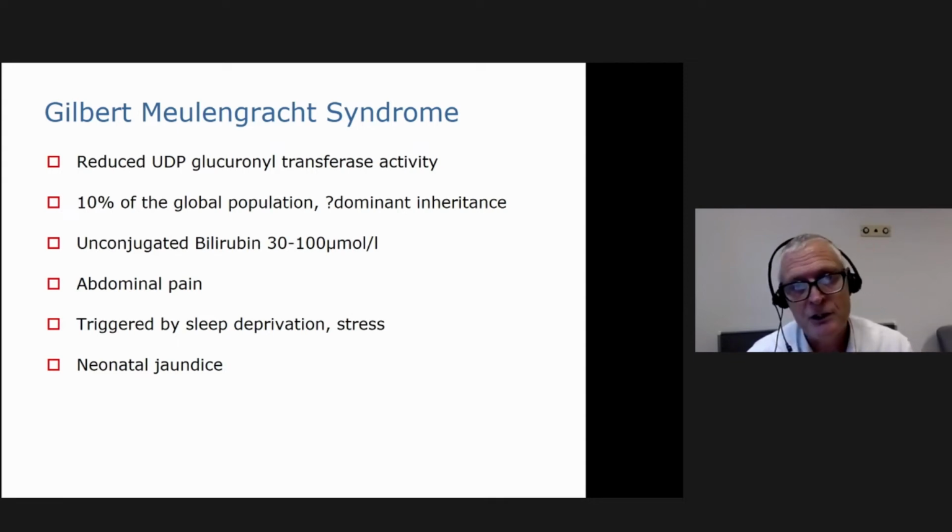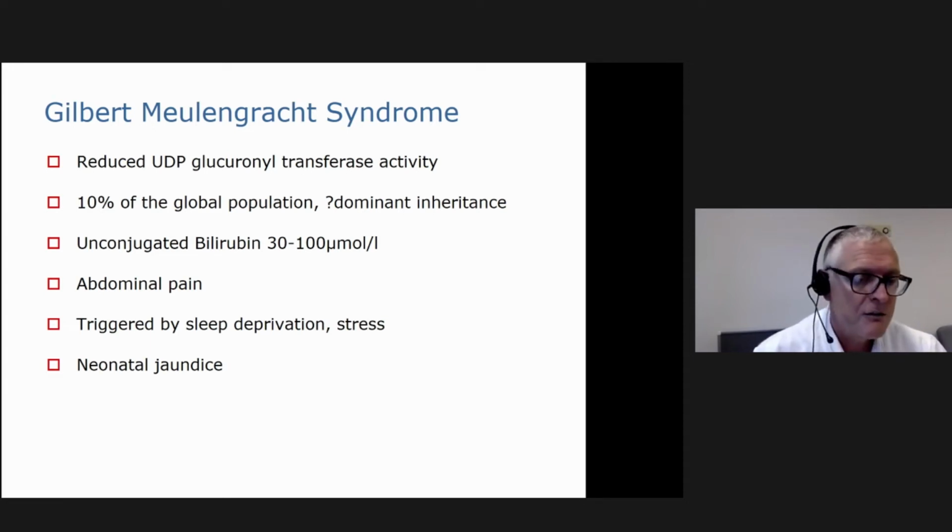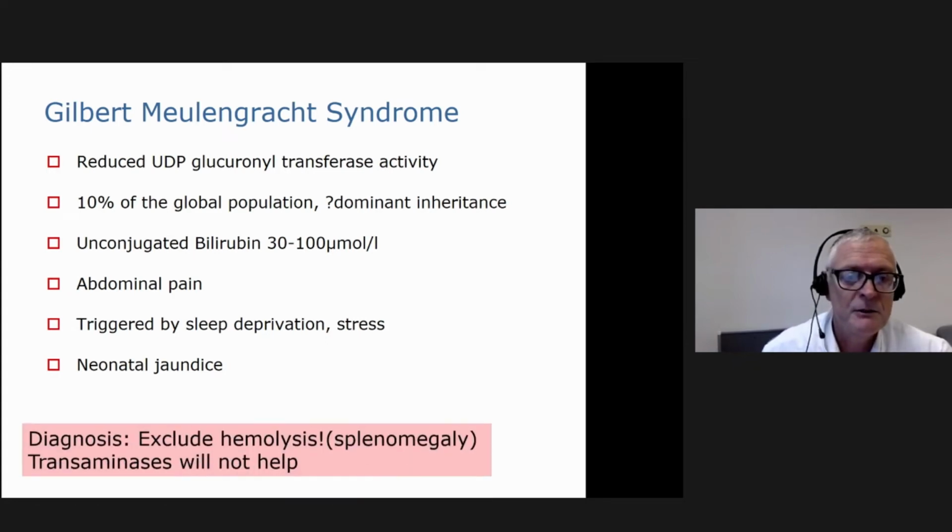But in theory, you can treat it with phenobarbital. So occasionally I hear from young adolescents who say, oh, I have an important test, or I want to go to university, I need to get rid of that jaundice to look healthy. You could, in theory, treat it with phenobarbital. Neonatal jaundice is prolonged, so this is something to consider, and the test is quite common.